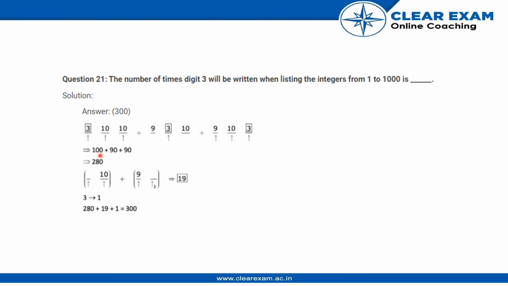Now adding all of this we have 280 plus 19 plus 1 which is equal to 300. So we have 300 times the digit 3 from integers from 1 to 1000.